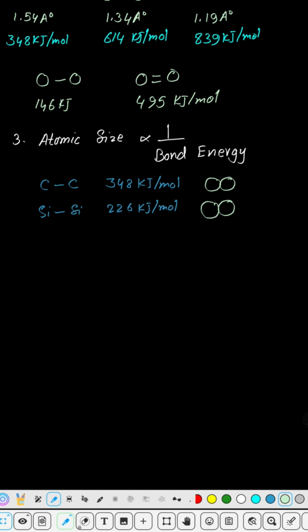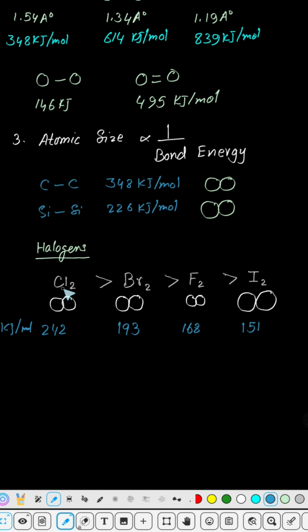There are some abnormalities in this trend, and remember these. In halogens, chlorine has higher bond energy than bromine, bromine higher than fluorine, and fluorine higher than iodine. Though fluorine is the first member having a smaller size, it should be expected to have high bond energy, but its bond energy decreased. Remember this abnormal behavior in halogens as well as in group 6, the oxygen family.